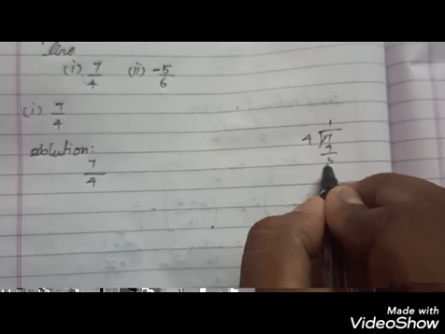Okay, now you need 7 by 4. Where is it? Here. That's all. Just you have to mark it like this. The number line representation is completed.